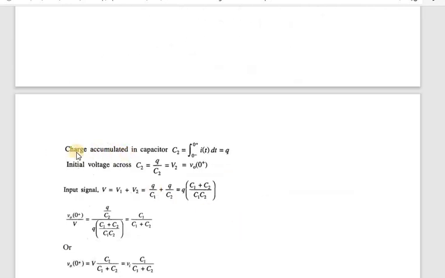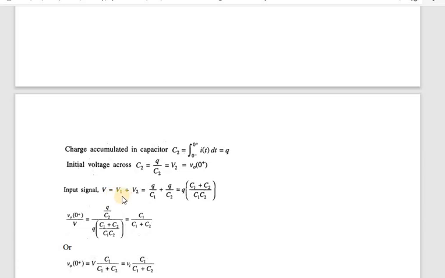Similarly, the charge accumulated in the capacitor C2 is given as the integration from 0 to t of i(t) dt, that is also Q. The initial voltage at the capacitor C2 is again V0(0), and the input signal can be given as V equals the addition of V1 plus V2.